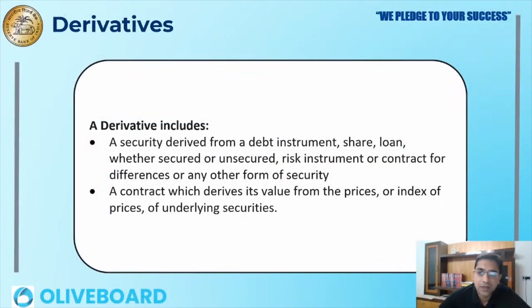A derivative can include a debt instrument. You can have a bond paper, you can have shares also, you can have loans also, secured or unsecured. You can have a risk instrument or contract, any price indexes or anything. Right now I'm moving towards some more conceptual clarity.